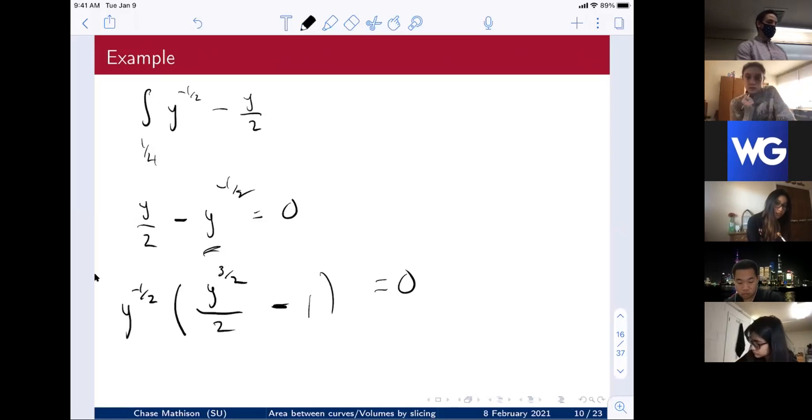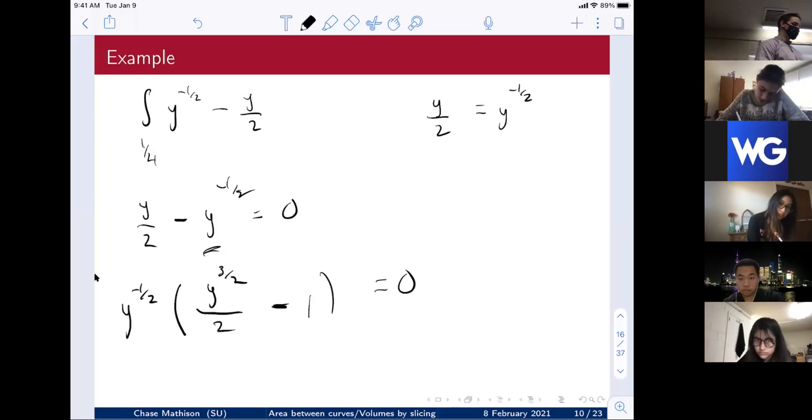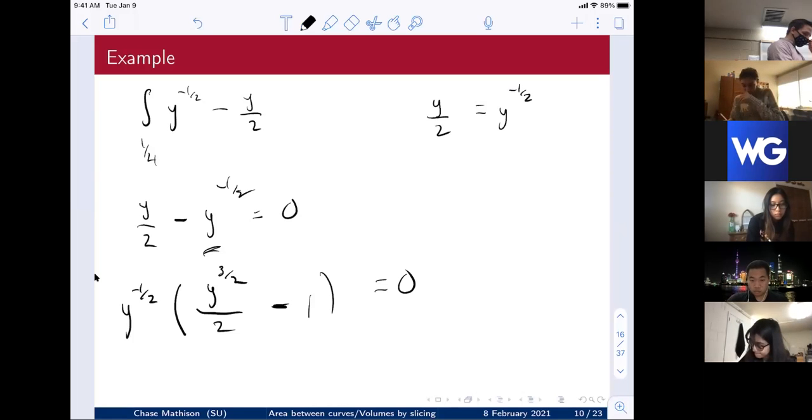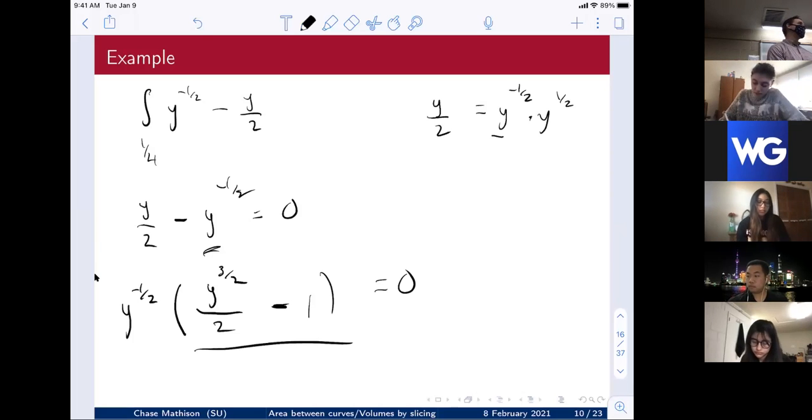How else could we have solved? There's always more than one way to do almost any problem in this class. How else could I have solved this equation here? Could you have put the right side as 1 over the square root of y? Yeah, I could have, that's exactly right. You could have written this as 1 over square root of y, and then you would multiply both sides by y to the 1/2, and then that cancels, and you're left with this equation.